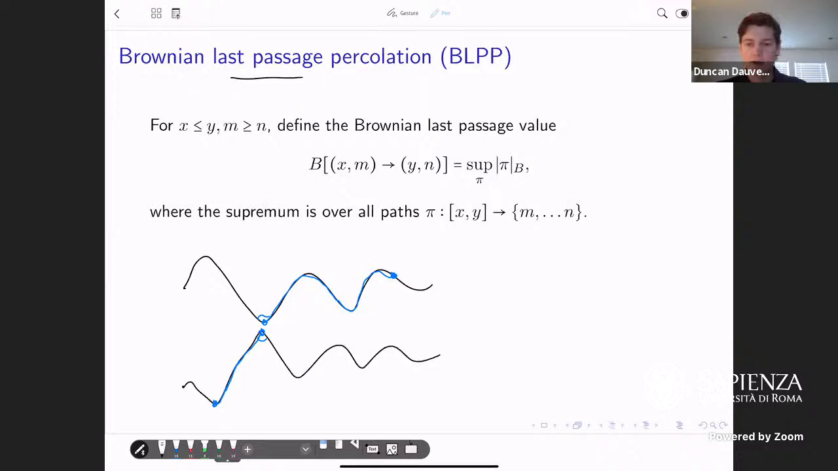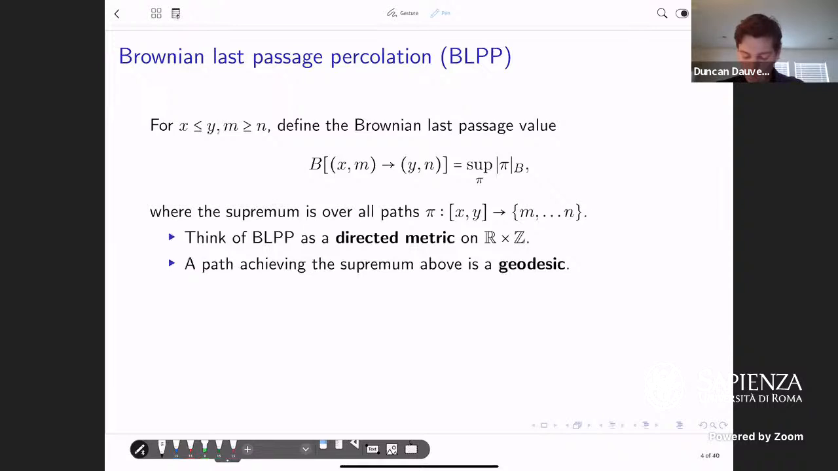One manifestation of that is that we only assign these distances to points in a particular order. So we specify that the points are oriented in this way in space, where x is less than or equal to y and m is greater than or equal to n. So this point down here being (x, m), and this point up here being (y, n). As I said, we're going to think of Brownian last passage percolation as a directed metric on R cross Z, and we'll call paths that achieve this supremum geodesics. It turns out, by compactness, the geodesics are always going to exist between any two points.